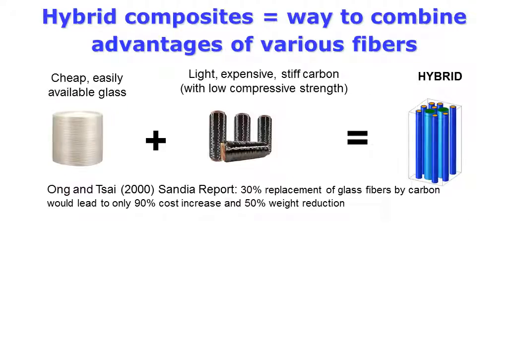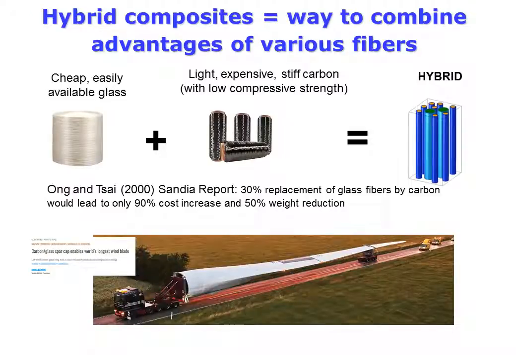An interesting solution is hybrid composites. For instance, LM Wind Power manufactured a wind turbine blade a few years ago using hybrid carbon plus glass composites. The blade was the world's largest at that time. Hybrid composites allow combining the advantages of both fibers. However, it should be said that they are more difficult to recycle.